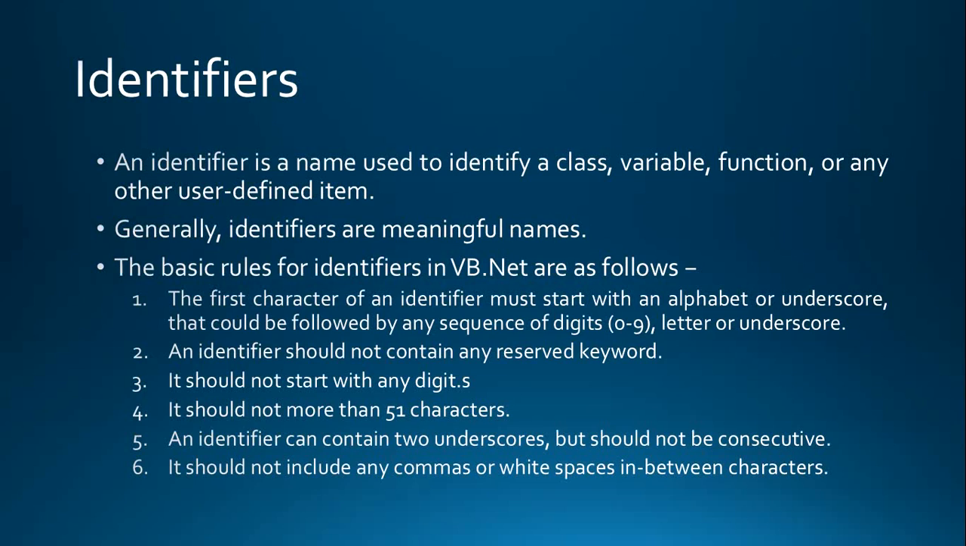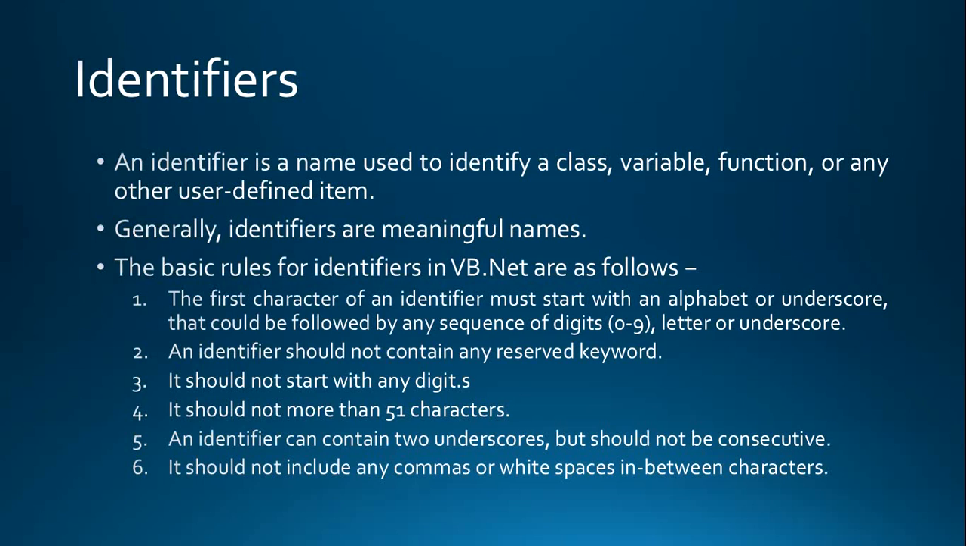There is a set of rules for naming these identifiers. The basic rules for identifiers in VB.NET are as follows. First, the first character of an identifier must be an alphabet or underscore, which could be followed by any sequence of digits, letters, or underscores. So when you are naming an identifier, you must always start with an alphabet or an underscore. You cannot start an identifier with a number. So this is the first point.